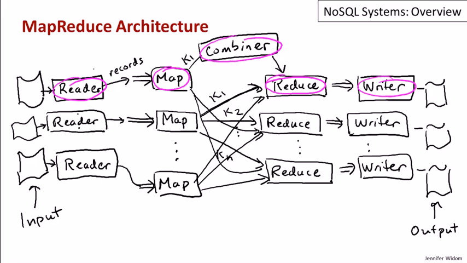So the user is provided these pieces. The system infrastructure takes the pieces and distributes them to multiple machines because a lot of this can go on in parallel. All of this can go on in parallel, this too and this too.